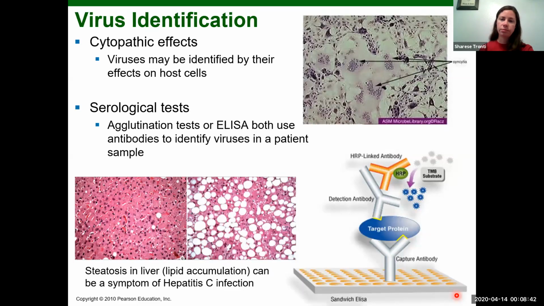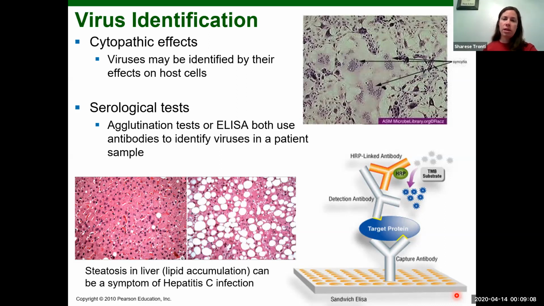So virus identification is not quite as simple as bacterial identification. Bacterial identification, of course, remember we used our different tests, right, to determine what type of bacteria you had, and then you would follow the dichotomous key. We don't do that with viruses. Instead, there's a few different methods to use.